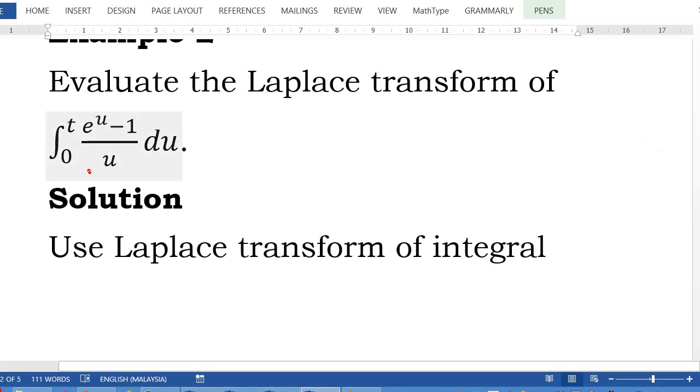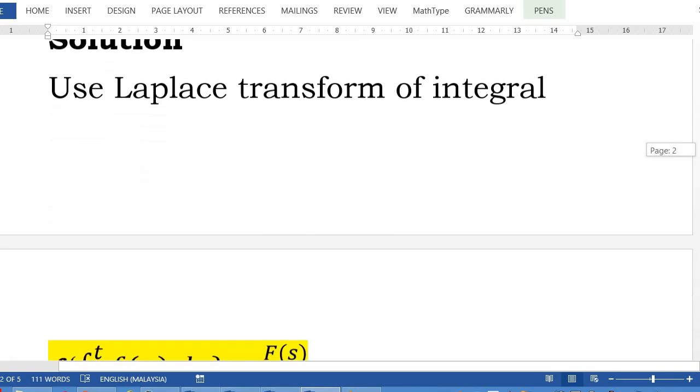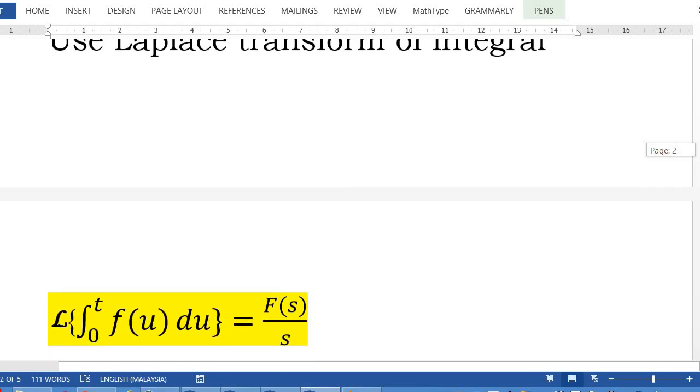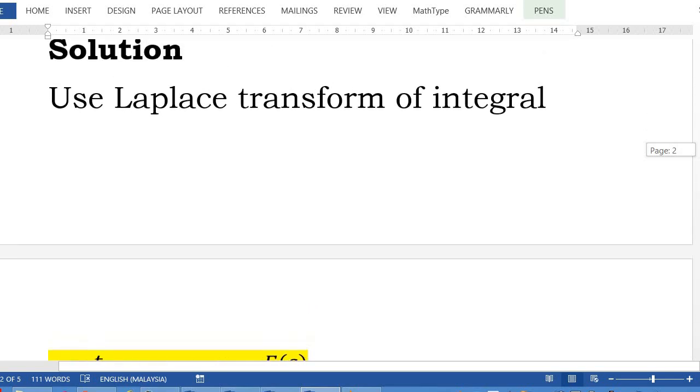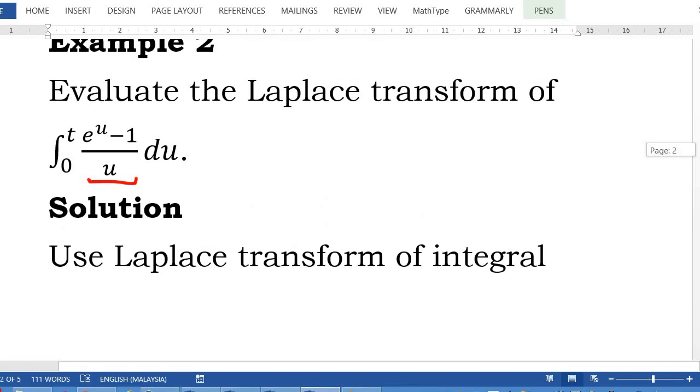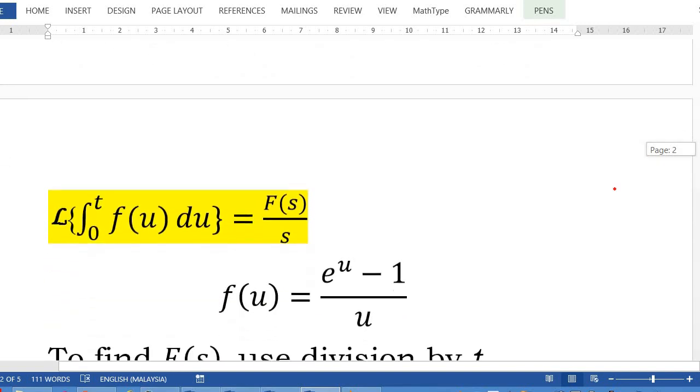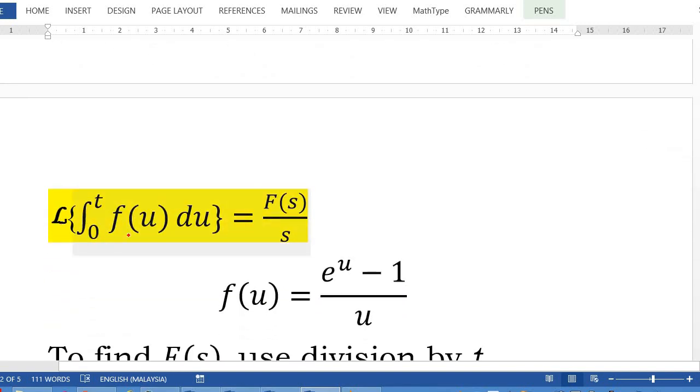Okay, you notice here your f(u) is in the form of f(u) divided by u. First of all, you want to evaluate the Laplace transform of the integral, so the Laplace transform of the integral of f(u) du from 0 to t. The result is F(s) over s, where your f(u) is (e^u - 1)/u.